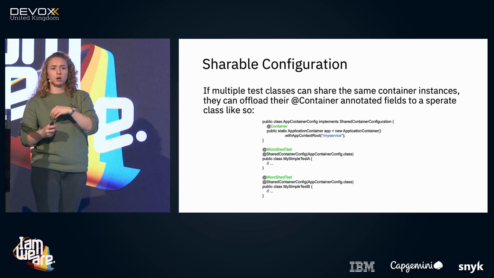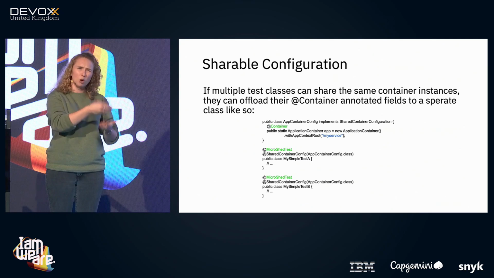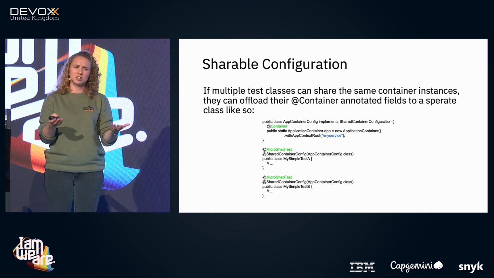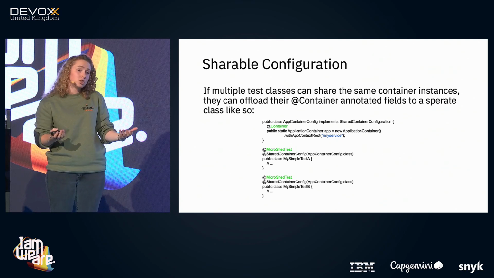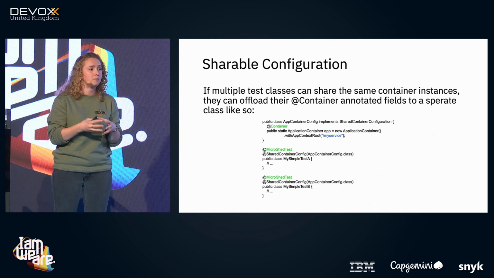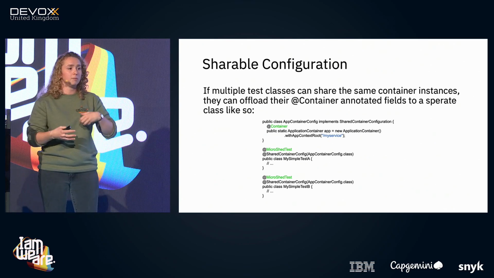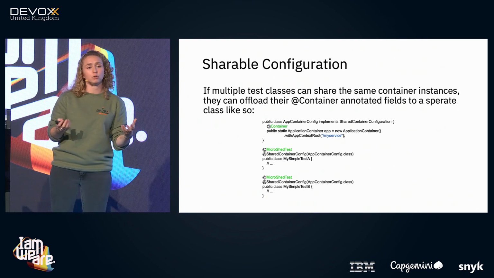Now, you might be thinking, if I'm running a container for each of my test classes and I've got multiple test classes, that's a lot of containers to be running. And actually, that would be a waste of resources, right? Because many of your test classes might be able to use the same configuration and the same instance of your application, and they might be able to use the same container. So to combat that, they came up with shareable configuration.